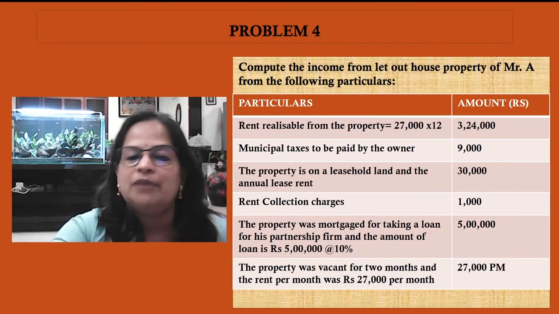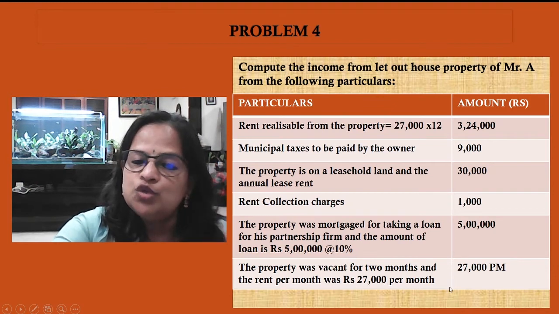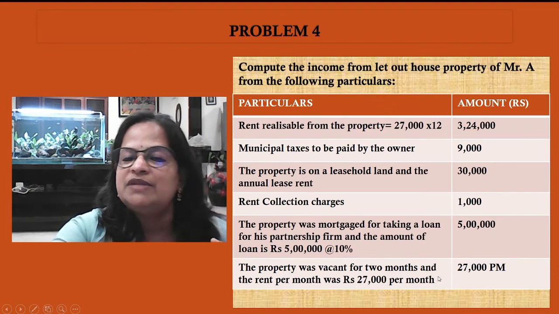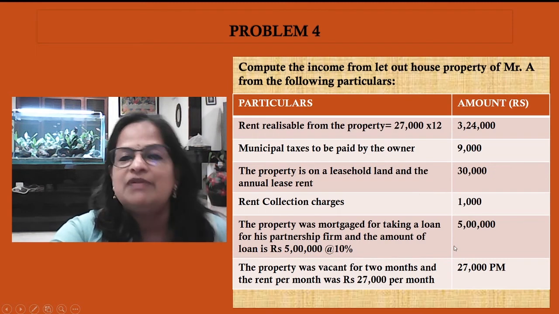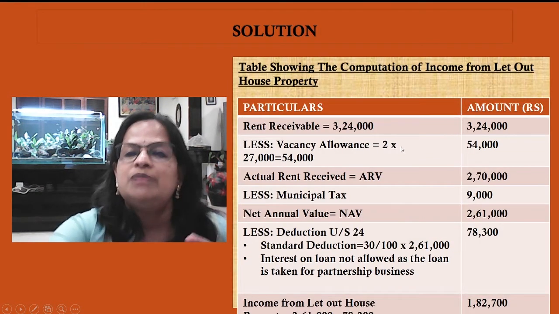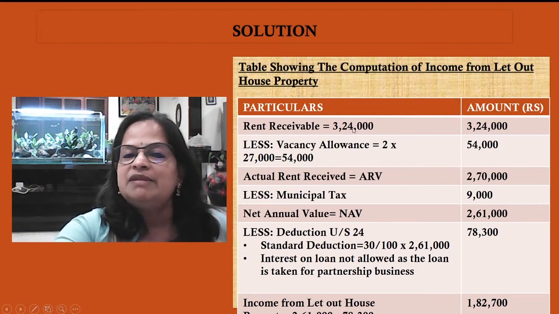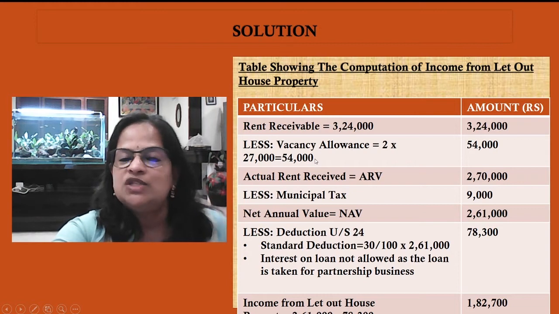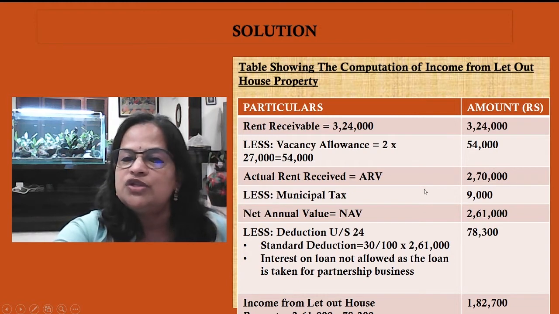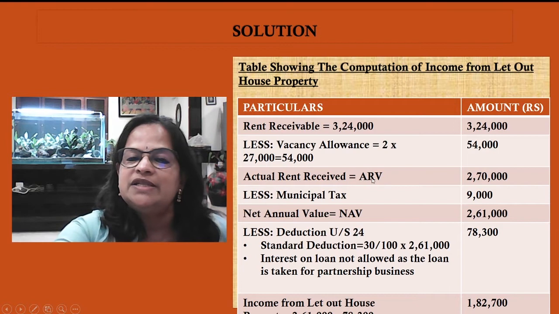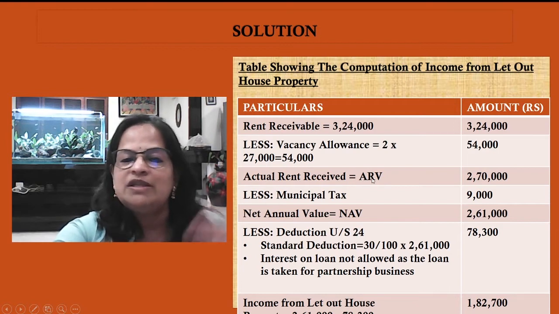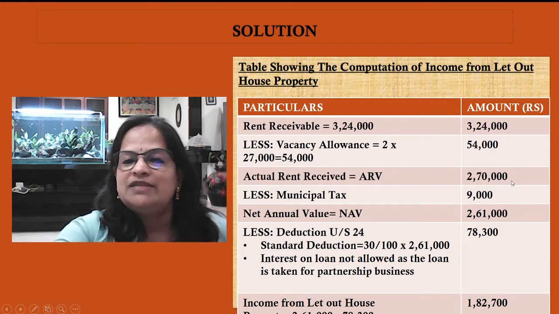That is not allowed. This property was vacant for 2 months and the rent was 27,000 per month, so we also have to consider the vacancy allowance. Now the table showing the computation of income from let out house property. Rent receivable is 3,24,000. The vacancy of 2 months is already given in the question, so 54,000 you have to reduce. The actual rent received is the annual rental value because other values are not there: 3,24,000 minus 54,000 gives 2,70,000.